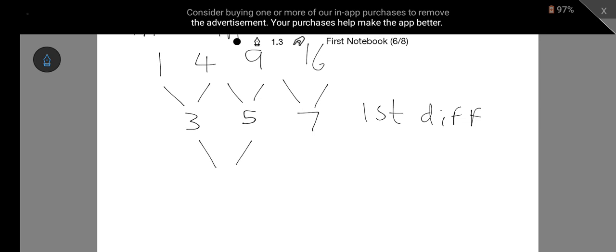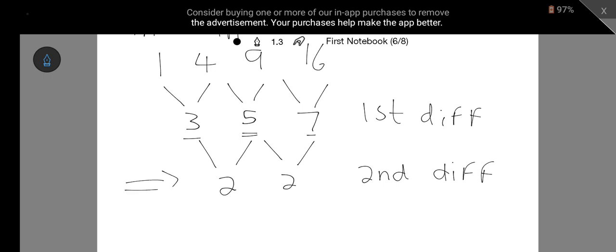I'm going to look for the second differences. In this case, 5 minus 3 is going to give me 2. Then 7 minus 5 is going to give me 2. This is the second difference. Now, can you recognize the difference between an arithmetic sequence and a quadratic sequence? In the arithmetic sequence, the first differences were constant, but in a quadratic sequence, the first differences are not constant, but the second differences are the ones which are constant. By constant, we mean they are the same throughout.